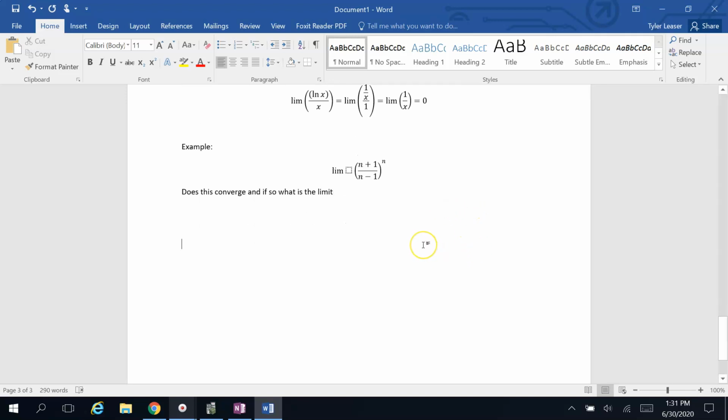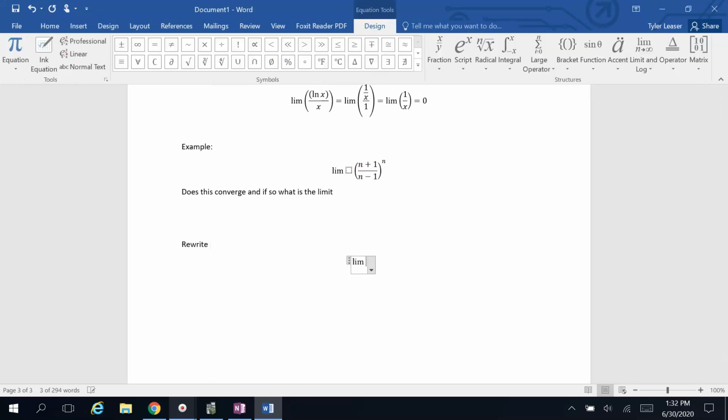So let's talk about it. Anytime you have the entire inside raised to the power n, the trick that we're going to be doing is doing log stuff again, because we have to get that n down, and the only way to bring an exponent down is by taking the log of both sides. So we're going to rewrite that as a sub n equal to n plus 1 over n minus 1, all to the n.